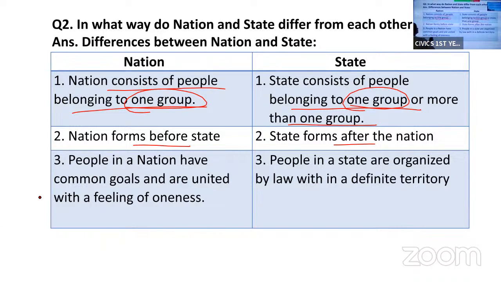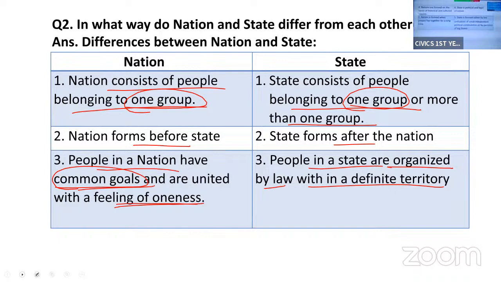If you see the people of a nation, they will have common goals, and there is a feeling of oneness among the people. For example, before independence, India was a nation. The people of India had a common goal of getting freedom from the Britishers. They had a feeling of oneness. But what is a state? A state is nothing but people organized by law within a definite territory.